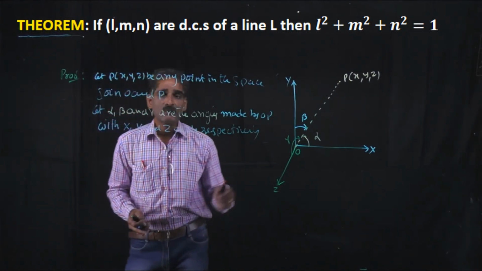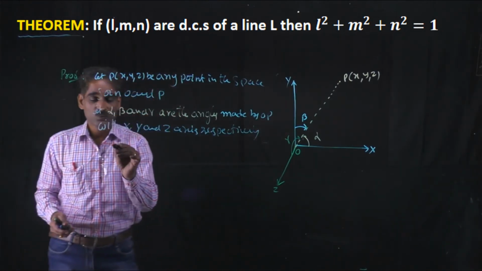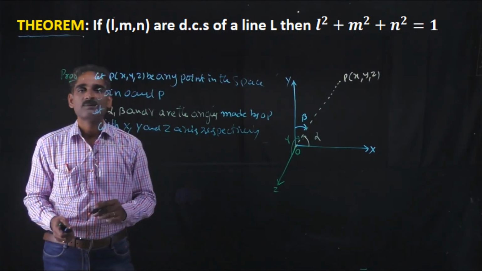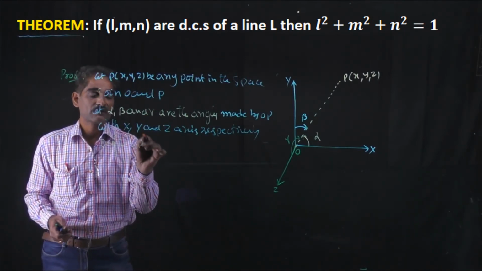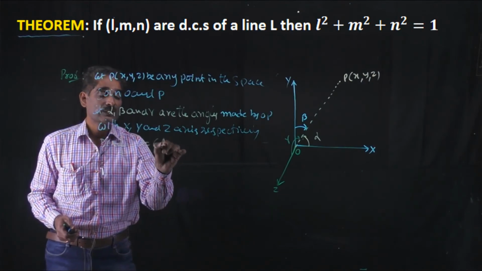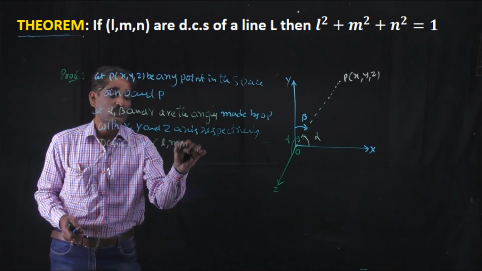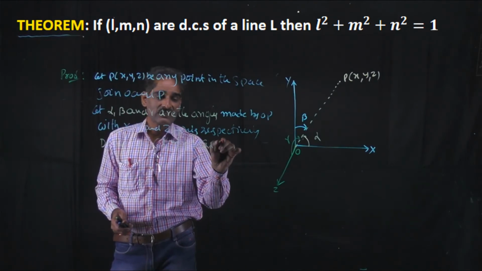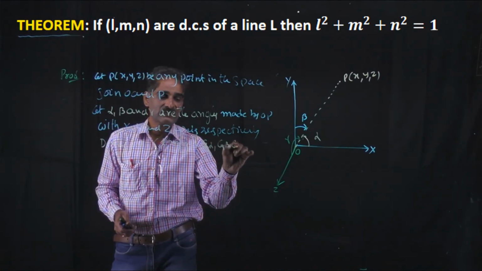Now what about the DCs? Now DCs of OP is equal to l, m, n, which is equal to cos alpha, cos beta, cos gamma.